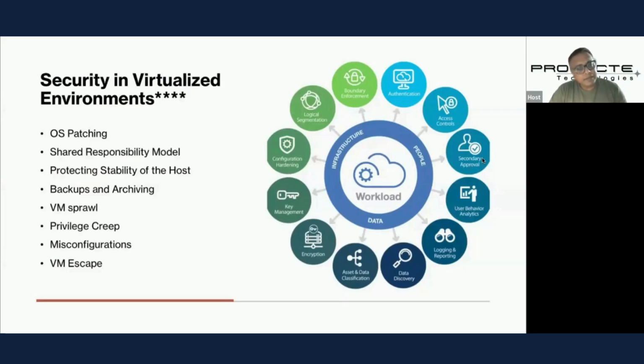What are the concerns when you are in a virtualized environment? The operating system. We discussed that, this is the hardware, this is the hypervisor, and on top of this there's a machine on which the OS is sitting.